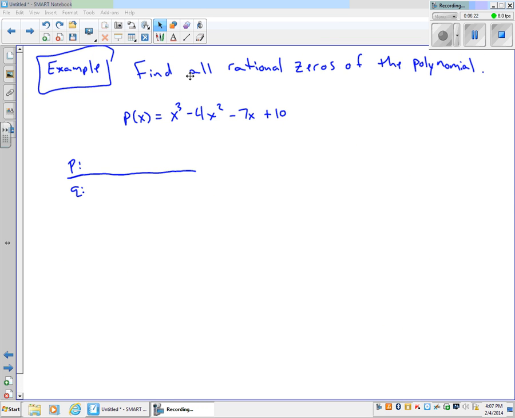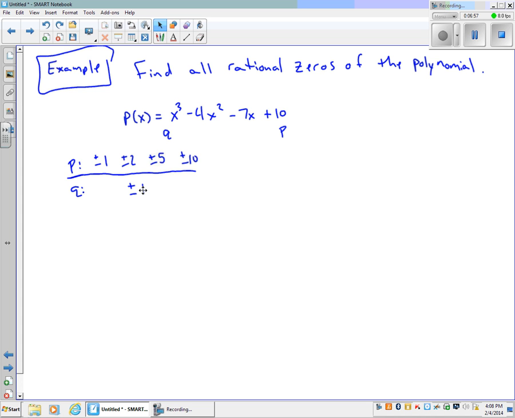Now for this next example, we have to find all rational zeros of the polynomial. So first we need to list the possible rational zeros, and then we have to actually find which ones are the actual real zeros. So our p value is the 10, our q value is 1, and we have our factors of 10: positive and negative 1, positive and negative 2, positive and negative 5, and positive and negative 10. And for q, we have positive and negative 1.